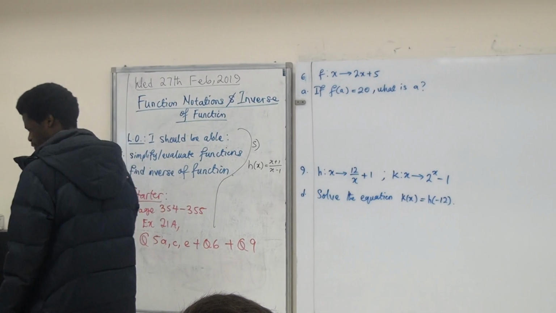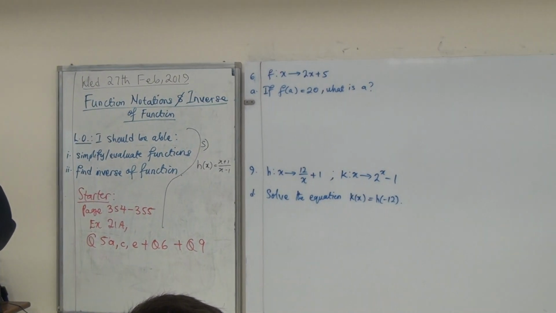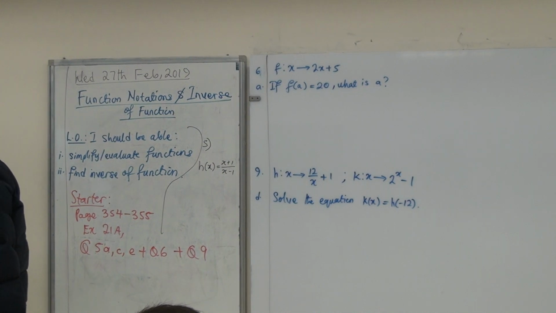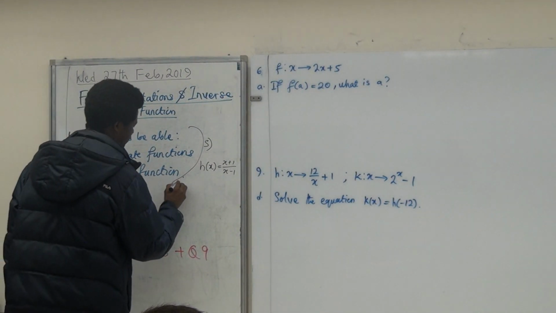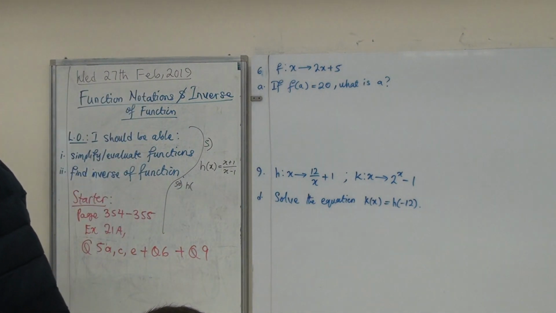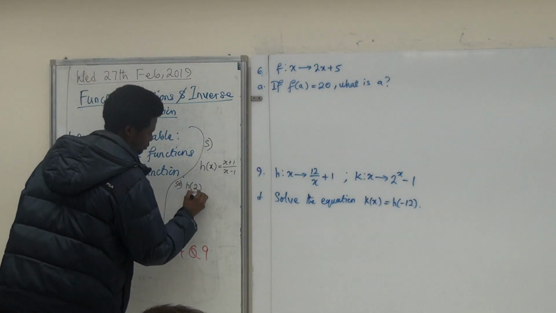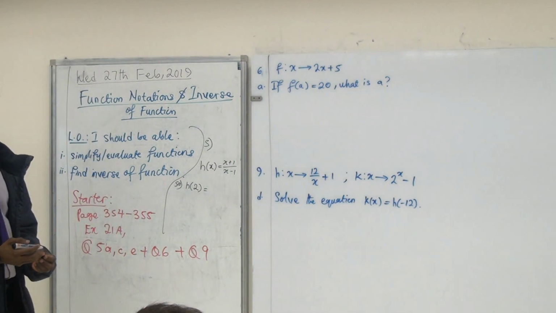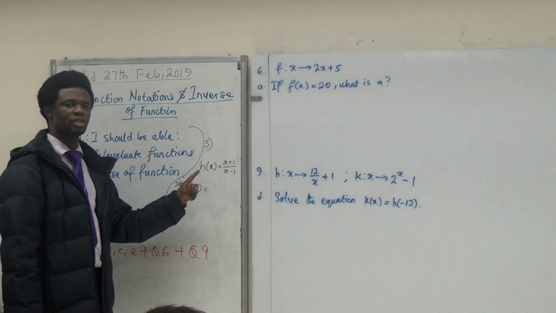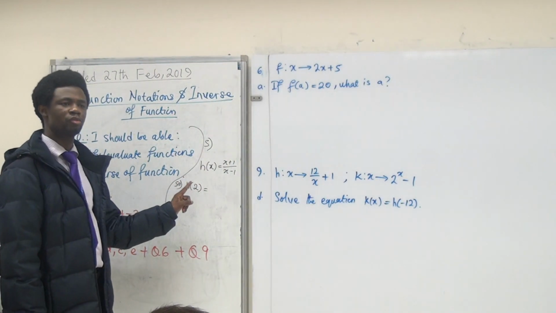Alright, so this is h of x. I need everyone's attention. Like I said, I ask you to do 5, okay, let's say 5a, the easiest one. 5a is asking for h of 2. Last warning, please. 5a is asking for h of 2.